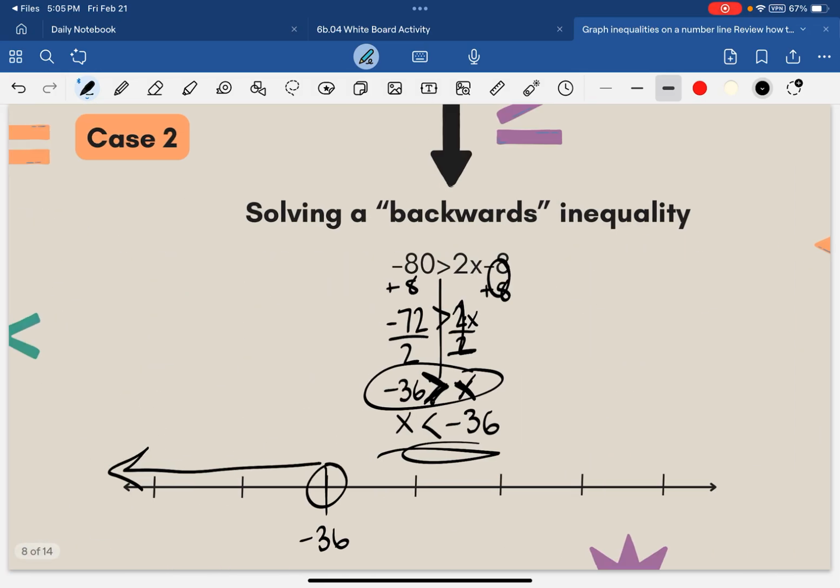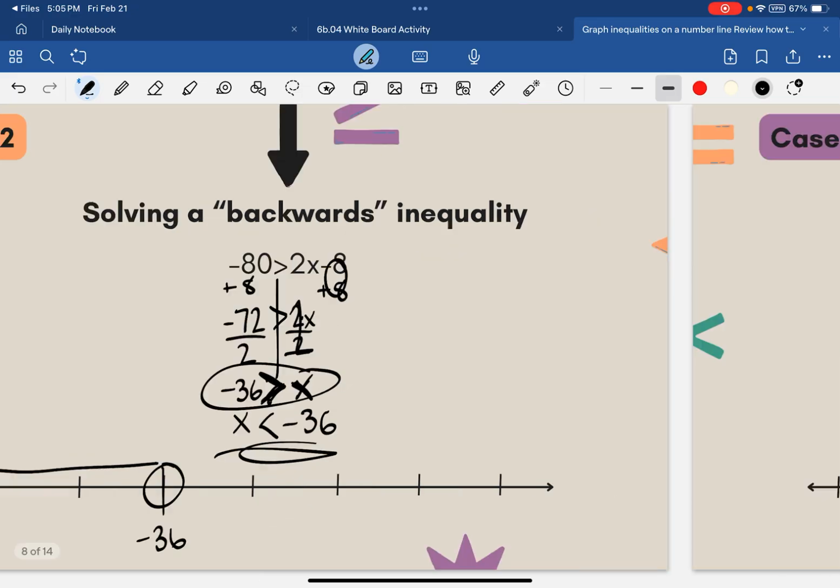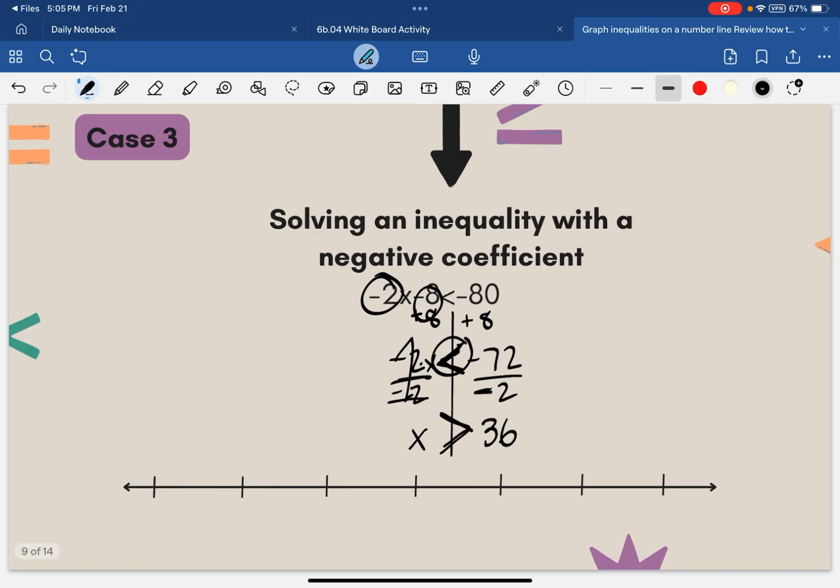So this one, we had to flip the entire thing around so that x was on the left. This one, we only had to flip the symbol because we divided by a negative. Okay, and then let's graph this. Let's say this was 36, open circle, and this is a greater than now.